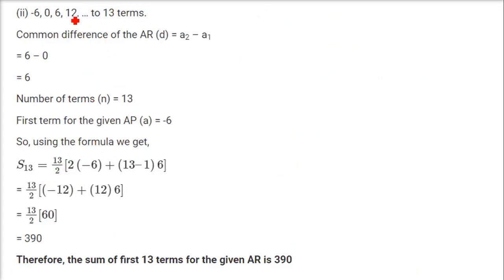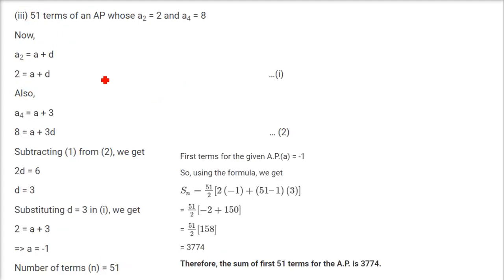Just use this as 13. A is minus 6. D is 0 minus minus 6, that is 6. So A and D both are 6. One is A is minus 6 and D is 6. So both are having magnitude 6. One is negative, one is positive. We just add this because n is already given, 13 by 2, and this is going to be 390.